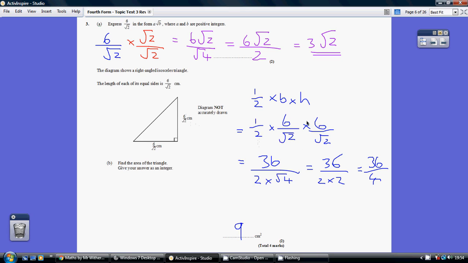So multiply out the numerators. 1 times 6 times 6 is 36. 2 times root 2 times root 2. Well, root 2 times root 2 is root 4. So 2 lots of root 4. Square root of 4 is 2. So 2 2's are 4 on the denominator. 36 divided by 4 is 9.